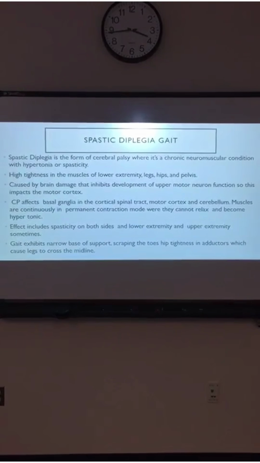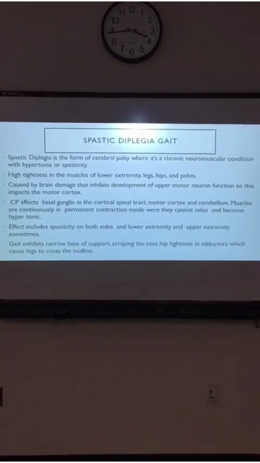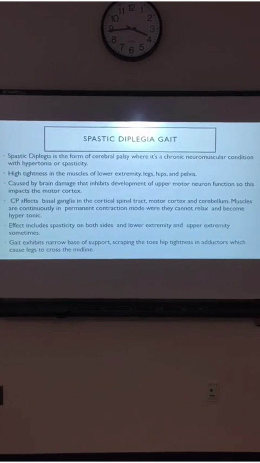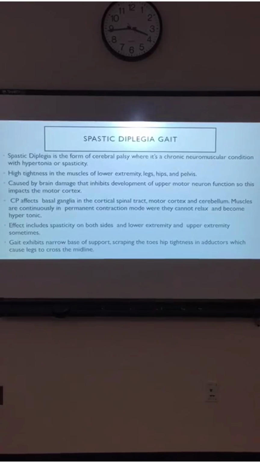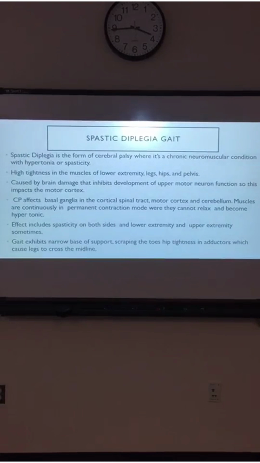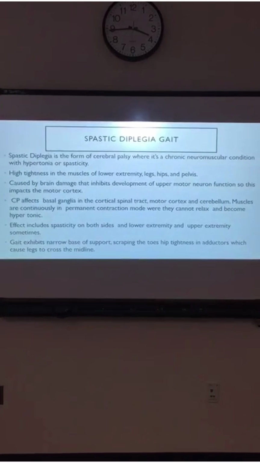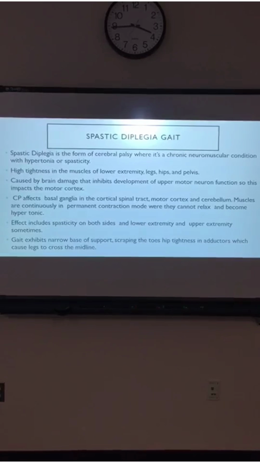There is high tightness in the muscles of the lower extremity, legs, hip, and pelvis, caused by brain damage that inhibits development of upper motor neuron function. So this impacts the motor cortex. Cerebral palsy affects the basal ganglia, the corticospinal tract, motor cortex, and cerebellum.